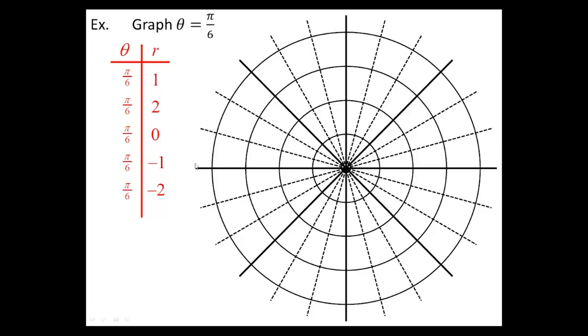So if I start plotting points at pi over 6 radius of 1, pi over 6 radius of 2, pi over 6 radius of 0, negative 1, negative 2, what I'm going to start to realize pretty quickly is when it's theta equals a number, it's just going to be a line going through the pole. So whatever the angle is, whether it's pi over 6, pi over 3, negative pi over whatever, I'm going to have a line at that particular angle in the positive direction and the negative direction.